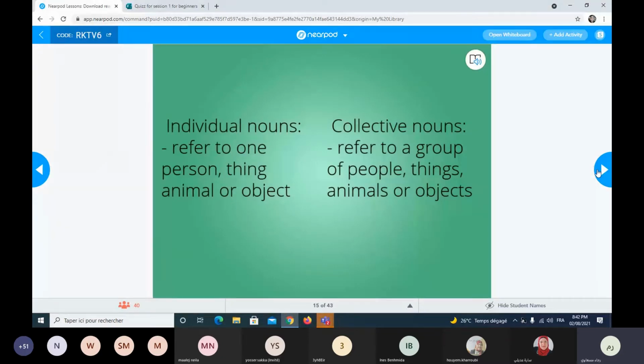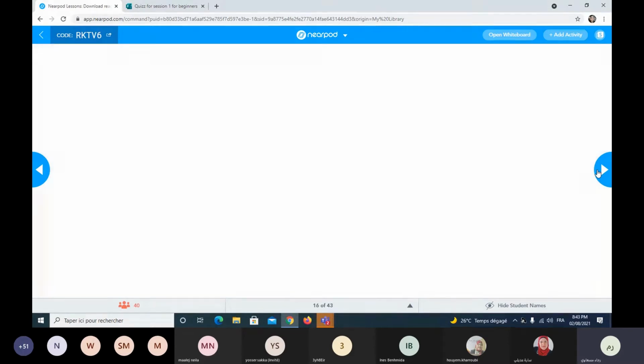Now I will speak about another type of nouns. There is a difference between individual nouns and collective nouns. Individual nouns refer to one person, thing, animal, or object. Collective nouns refer to a group of people or group of things or group of animals or group of objects. You will see the video. It's very simple.